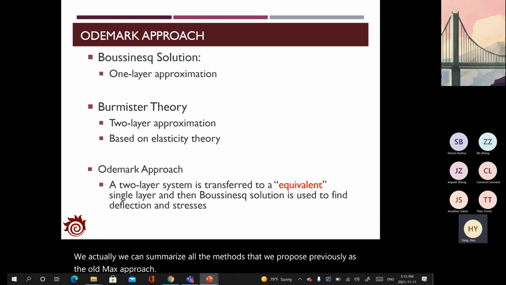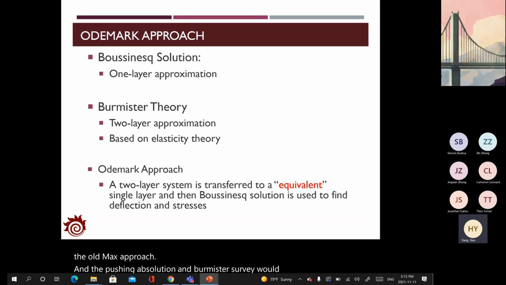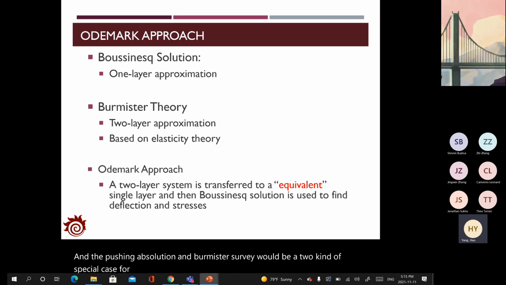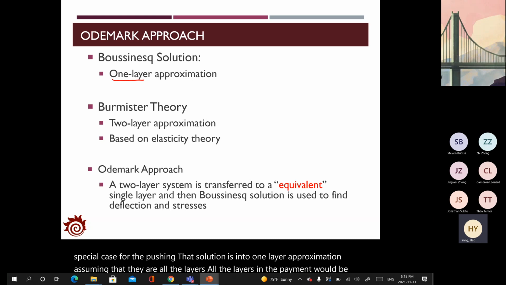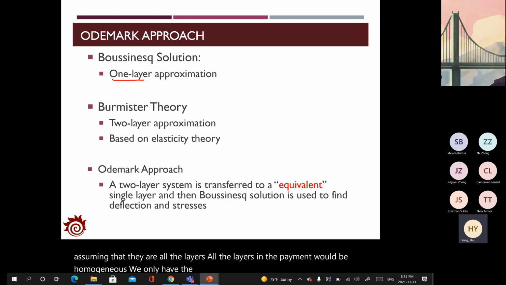And the Boussinesq solution and the Burmister theory would be two special cases. The Boussinesq solution is a one-layer approximation, assuming that all the layers in the pavement would be homogeneous. We only have a constant elastic modulus, and we have a constant Poisson's ratio, and so on.